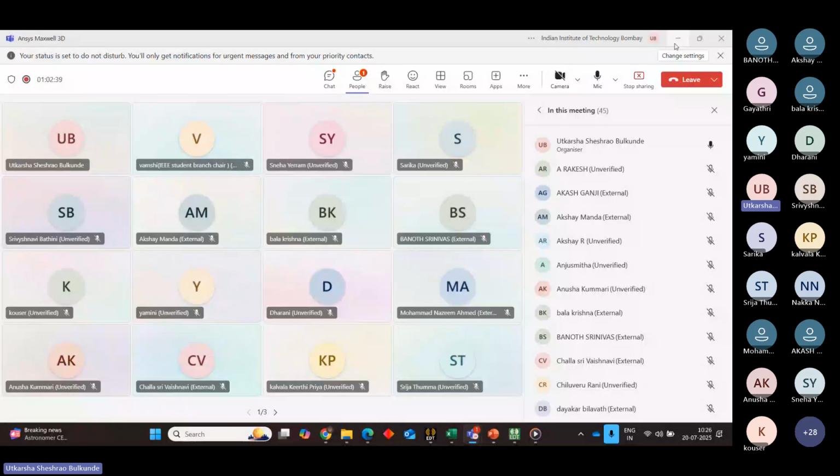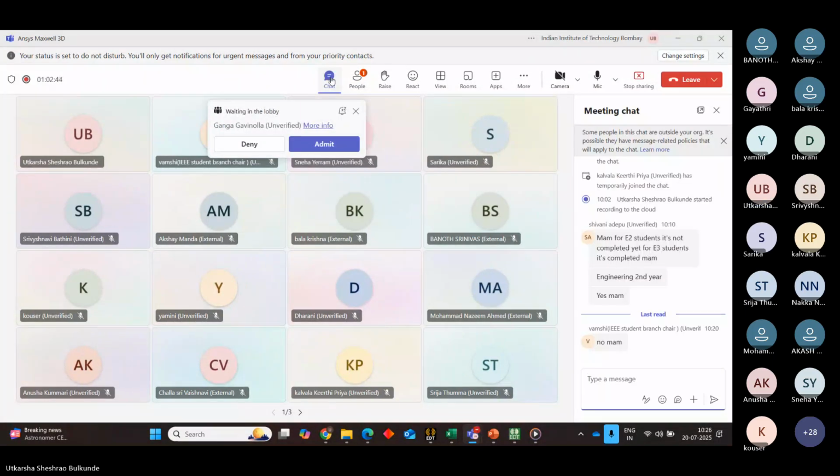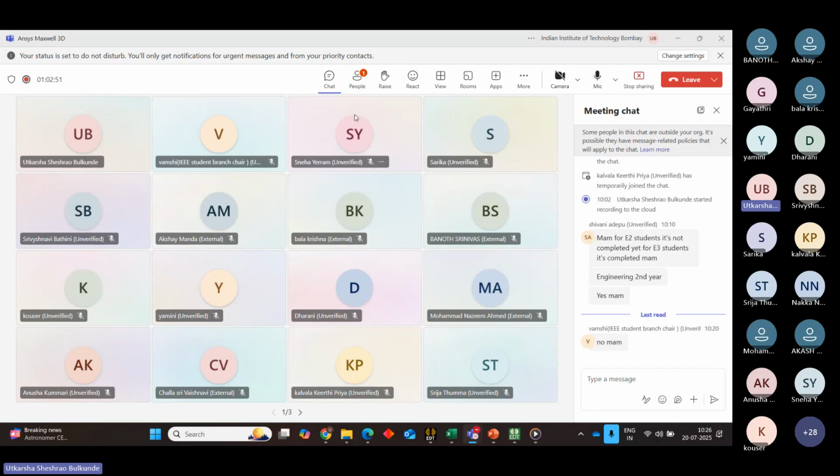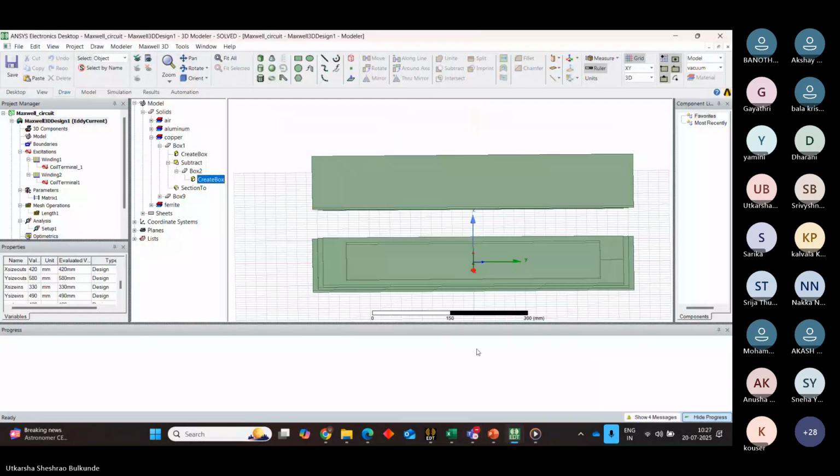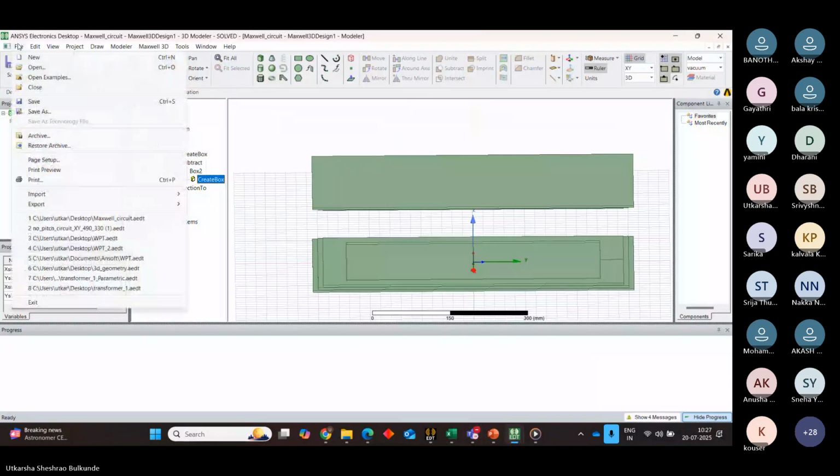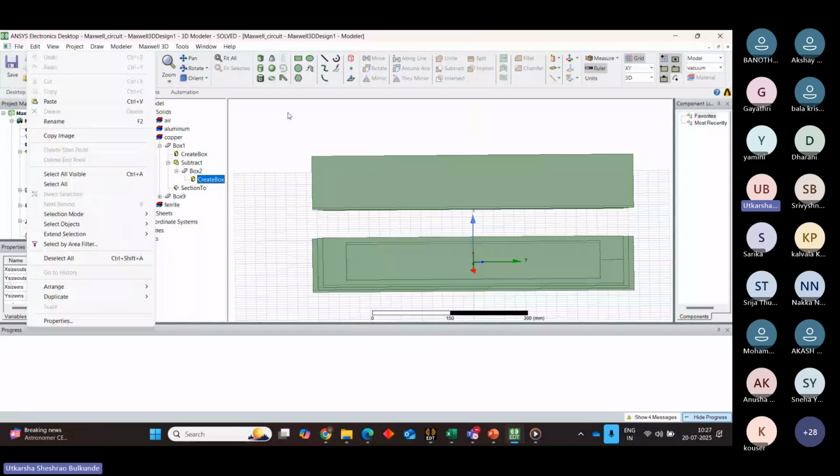Are you guys sleepy? No. So you will not be able to draw this. So should I tell you how I have drawn this? No means that only. Fine. So we will start with how we can draw the rectangular coil and how we can give the external dimension.